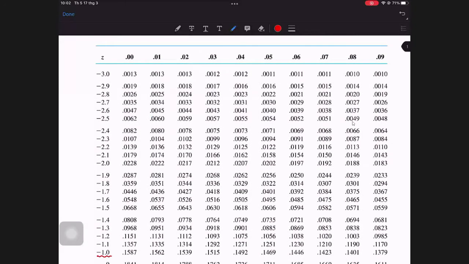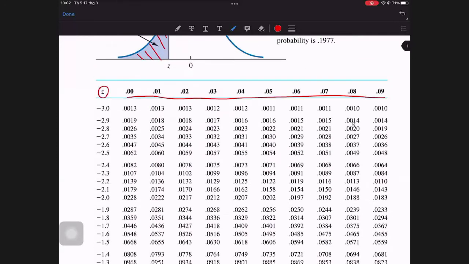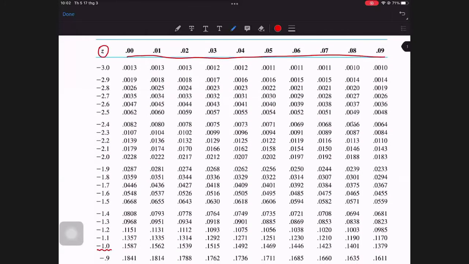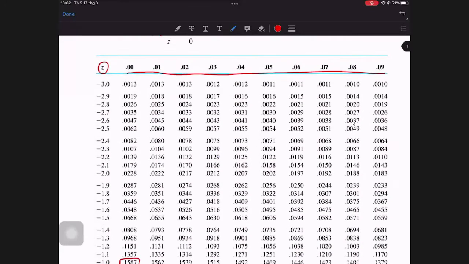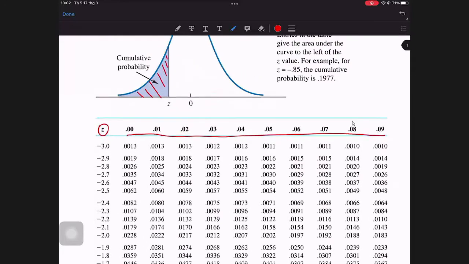Now remember that the first column for Z gives you the whole number as well as the first decimal value, and the row gives you the second decimal value of the Z. So minus 1 here is minus 1.00. The value that we are looking for is this value here, 0.1587. So I just write out here 0.1587.